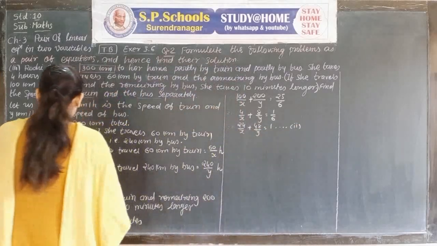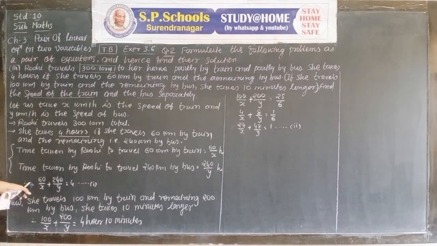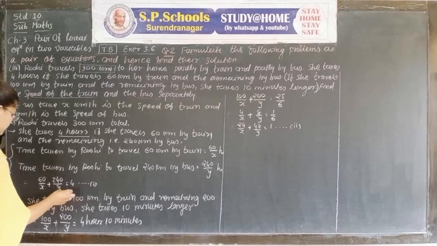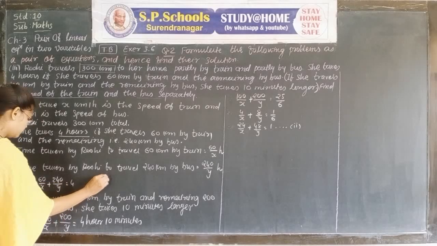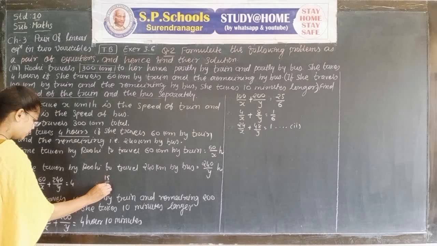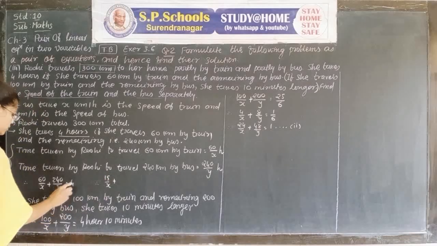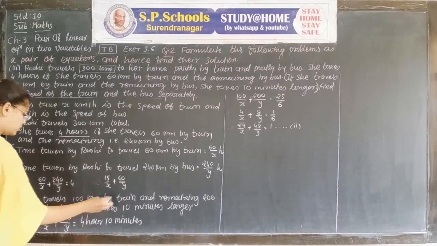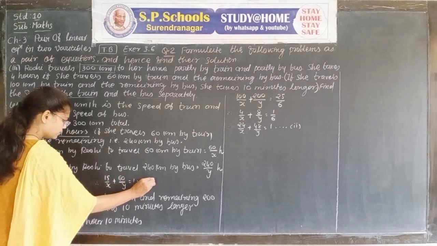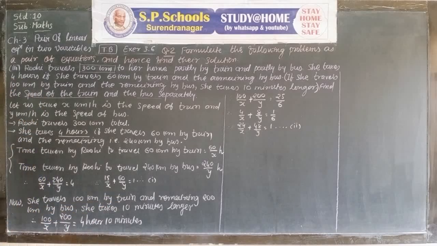See our first equation: there is no common factor we can take except 4, that's why first of all we take 4 as a common factor. Therefore, 15 upon x plus 60 upon y is equal to 1, which is our first equation.